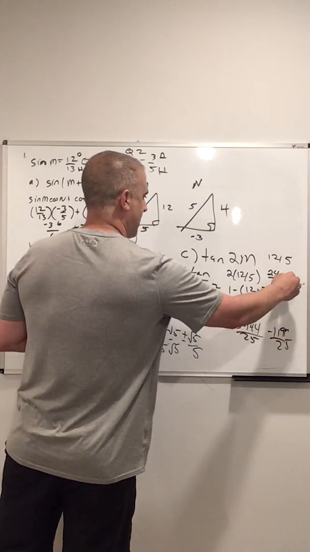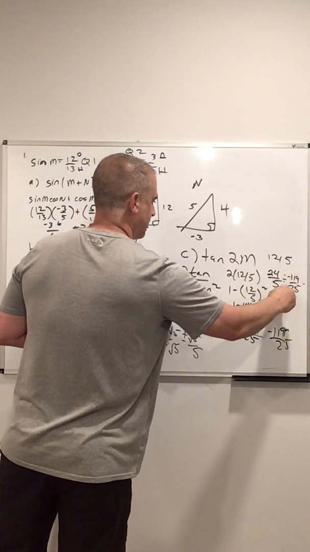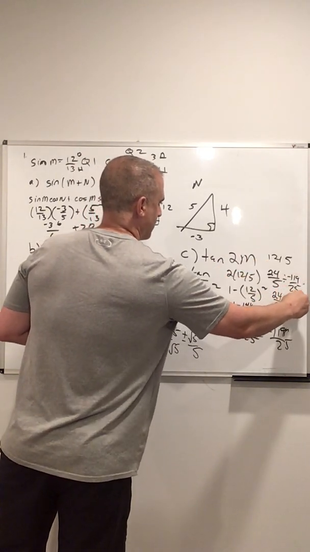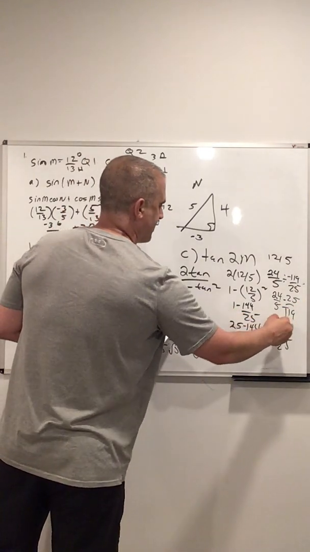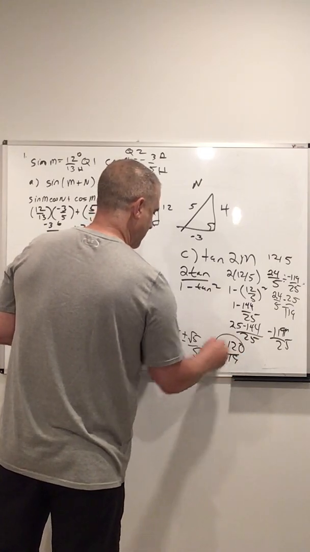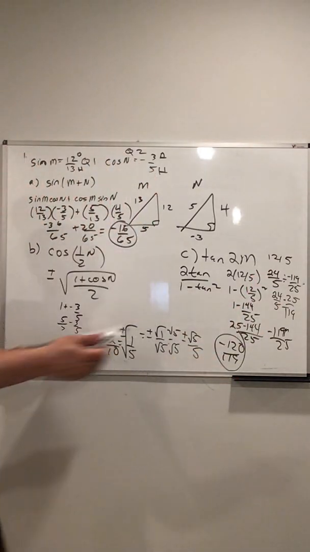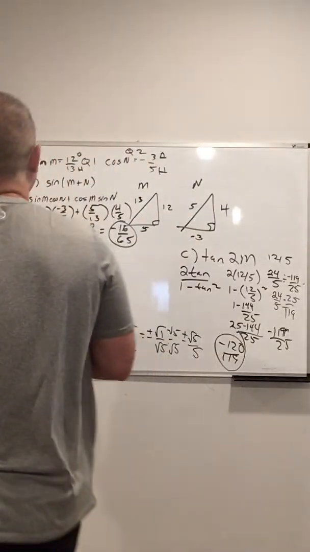So if you divide these, what happens is that it flips. When all the dust clears from that, the final answer is negative 120 over 119. You can use a calculator to figure that out. That's how the math works there. Moving on to number 2.